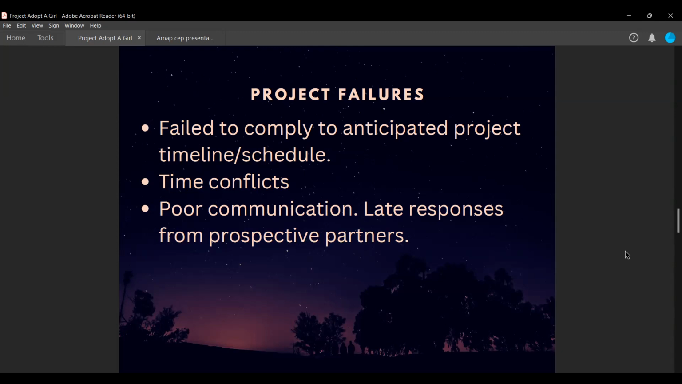And then we had an issue of poor communication. My project involves adopting a school. So oftentimes I'll send a letter to the school requesting permission to implement my project at the school. And yes, I would do follow-ups, but then they'll keep on delaying to get back to me. This pushed back my project because they kept delaying me.